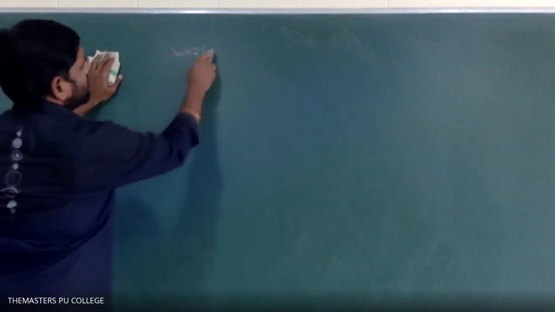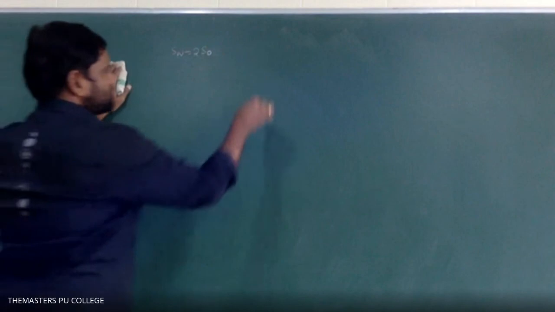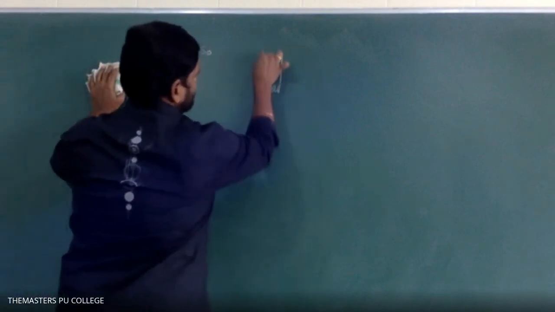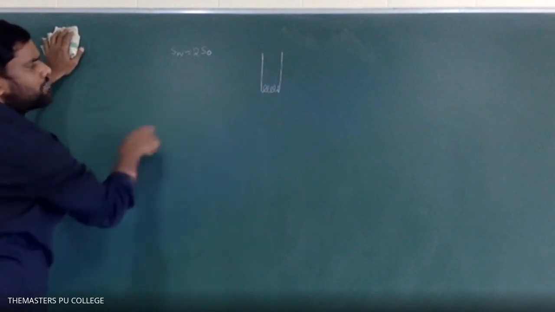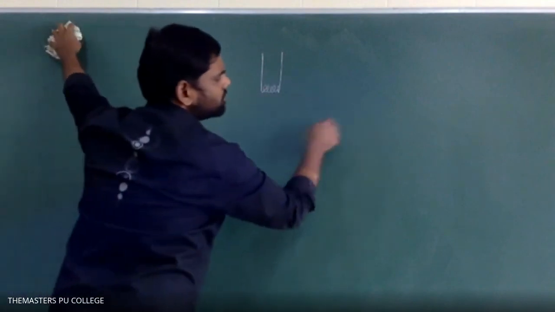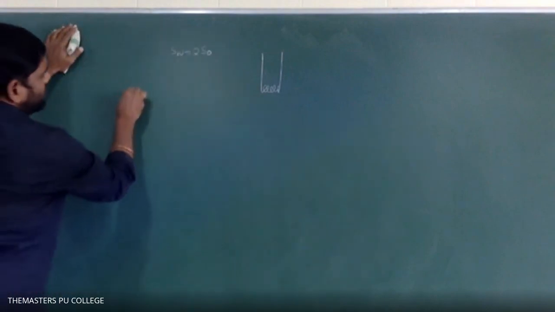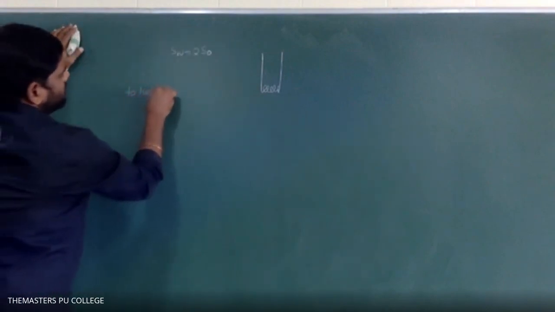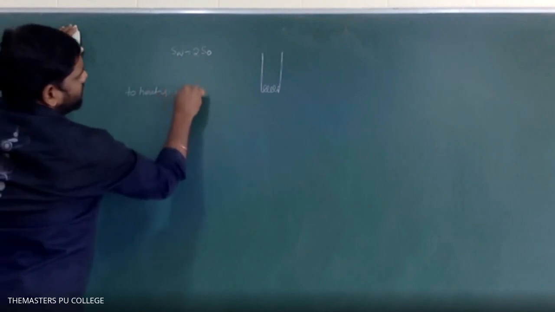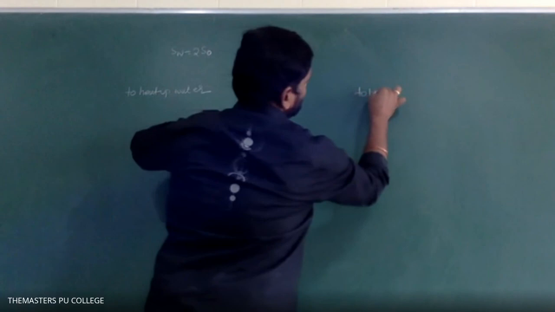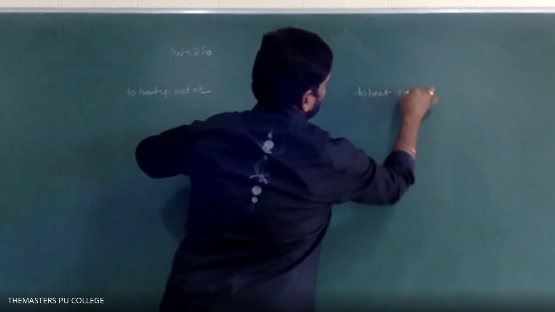W stands for water, O stands for oil. So, for example, this is the heater. This heater is first used to heat up the water. Second, it is used to heat up the oil. First, to heat up water, and here to heat up oil.